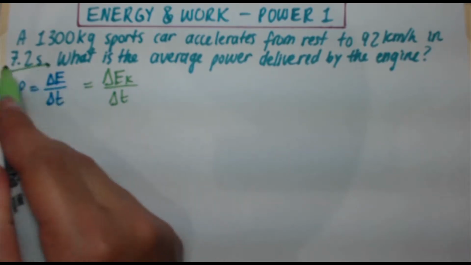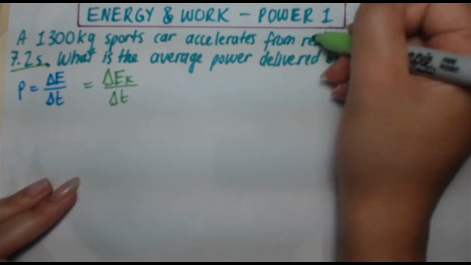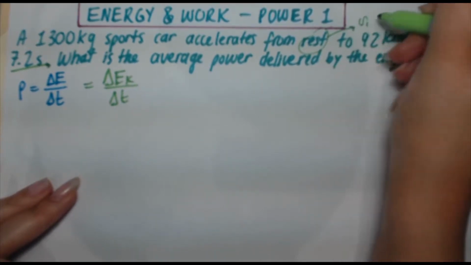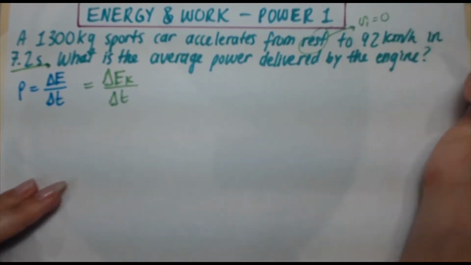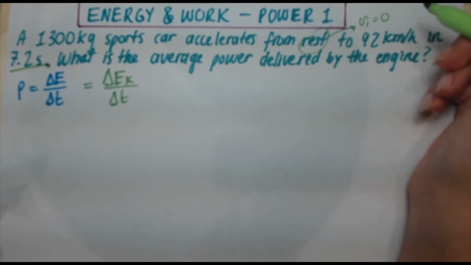While I'm identifying things in the question, notice the question says the car accelerates from rest. Key point, V1 equals 0. Even if you don't know what the question's asking or how to go about it, the second you see something like that, start writing it down. Starts from rest, is dropped, things like that, V1 is 0.